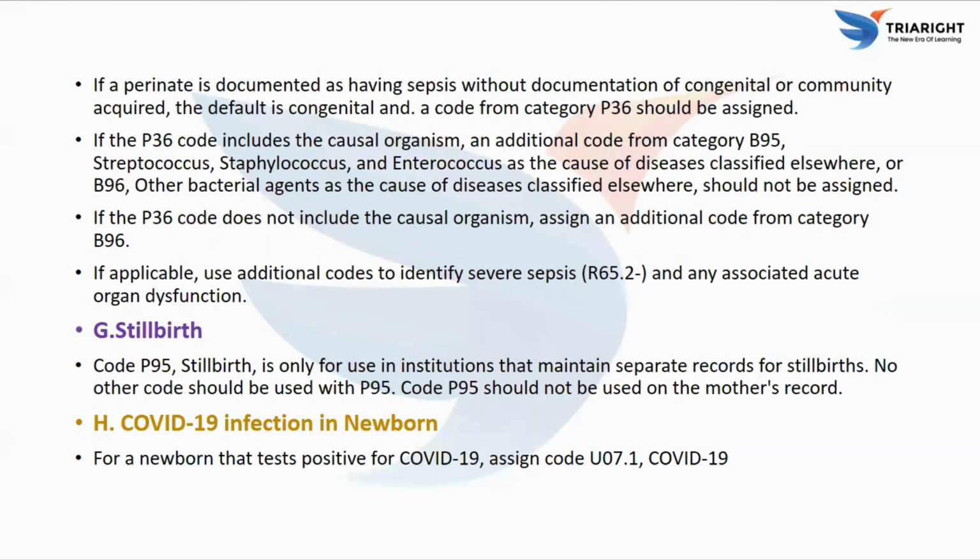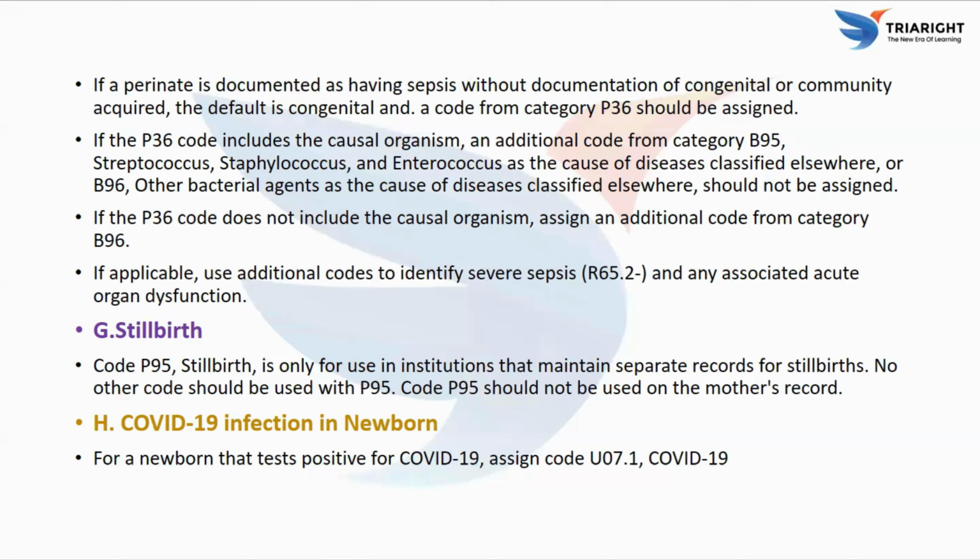So next is sepsis in a newborn, that is perinatal. So what is perinatal? Perinatal means a newborn baby just after the birth. So if a baby is documented as having sepsis, a serious infection in the blood, but the doctor does not mention whether it was congenital or community acquired, then we have to assume it as congenital, present from the birth. So we should use a code from category P36, that is newborn sepsis.